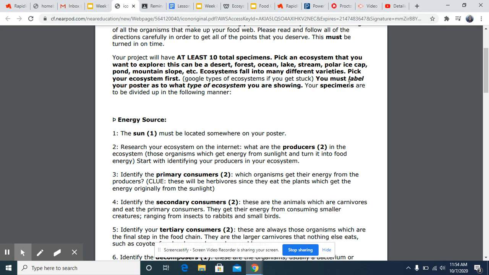If you're going to the desert, you would need to Google what type of animals live in that desert so you could know what your food web's going to look like. And you can look up which animals are omnivores, carnivores, all that stuff. You must label your poster as to what type of ecosystem you are showing so that I know what ecosystem you chose. Your animals are to be divided up in the following manner: animals and plants.